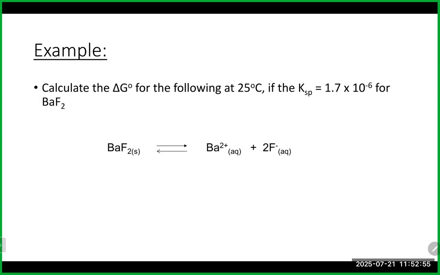Calculate the delta G naught for the following reaction if the Ksp is 1.7 times 10 to the minus 6. Give it a go there, see what you come up with. Okay, so let's take a look at it. Obviously here we're looking for delta G. We're given a K, so our delta G naught is minus RT natural log of K. That seems like a logical one to use here. We pretty much have everything on this side, so we just need to plug it in.